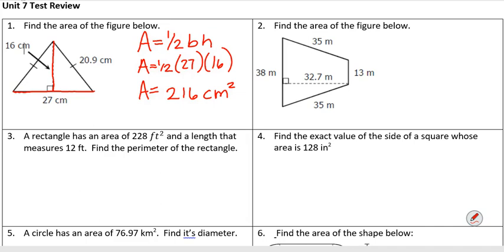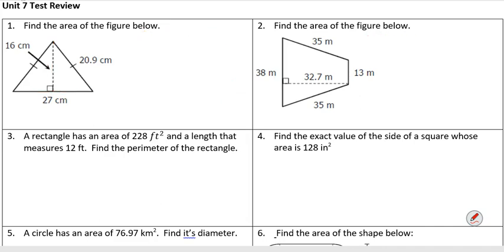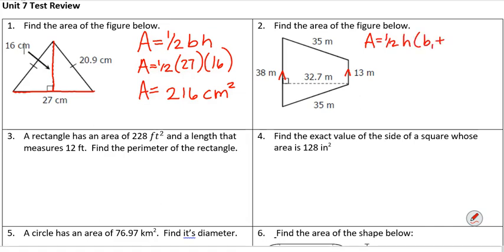Number 2 says find the area of the figure below. The first thing I need to realize is that this is a trapezoid because it has a pair of parallel sides and it's a quadrilateral. The formula for a trapezoid is area is equal to 1/2 the height times base 1 plus base 2. So the first thing I want to notice is that, again, this is my height because it's a right angle to the base, and my bases are our parallel sides.